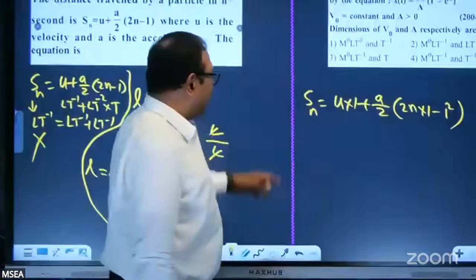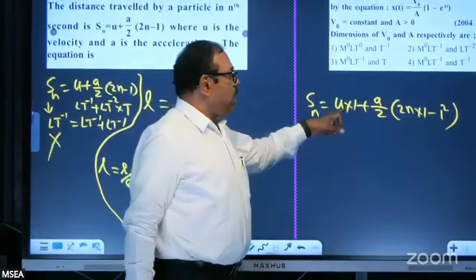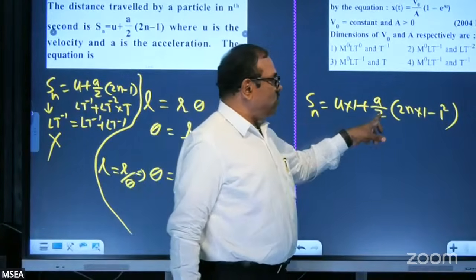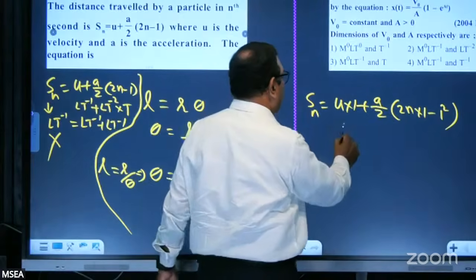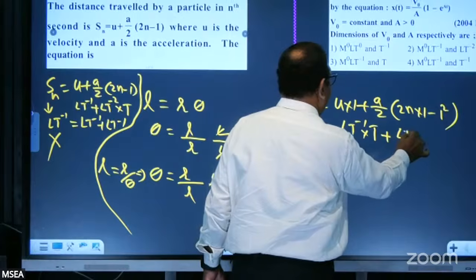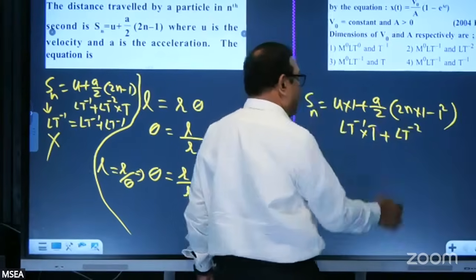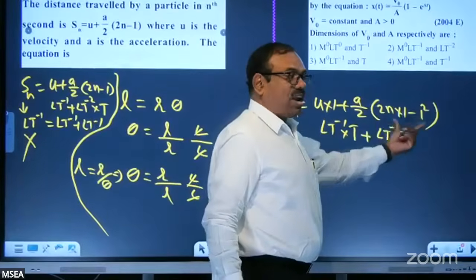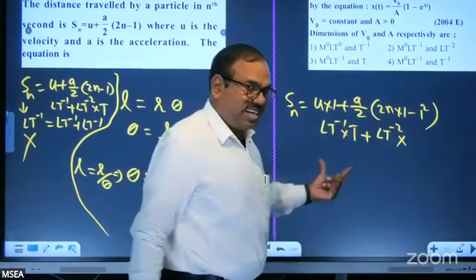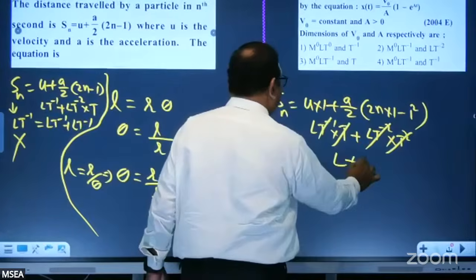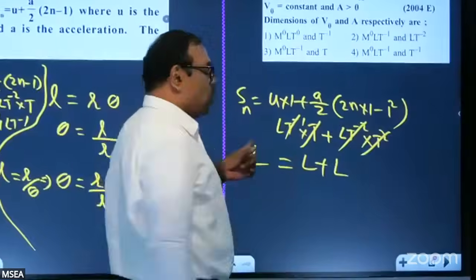But actually the correct one is: u is LT minus 1, but 1 is a time, in seconds, so L. And this one is LT minus 2, this is LT minus 1 into T, plus. So this is LT minus 2. Of course, this is the no-dimension formula, but this is T into T, T square minus T square. Of course, according to the principle of homogeneity, that is also T square. So this cancels, this L plus L. That's why this is also L.